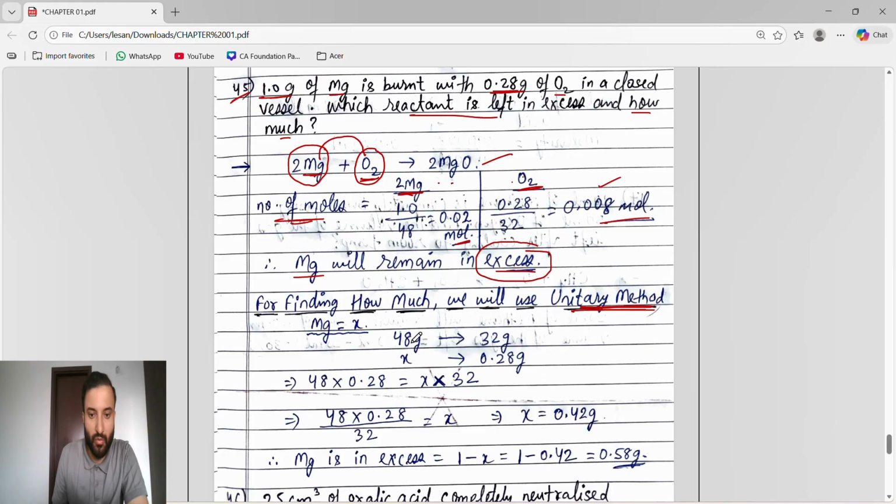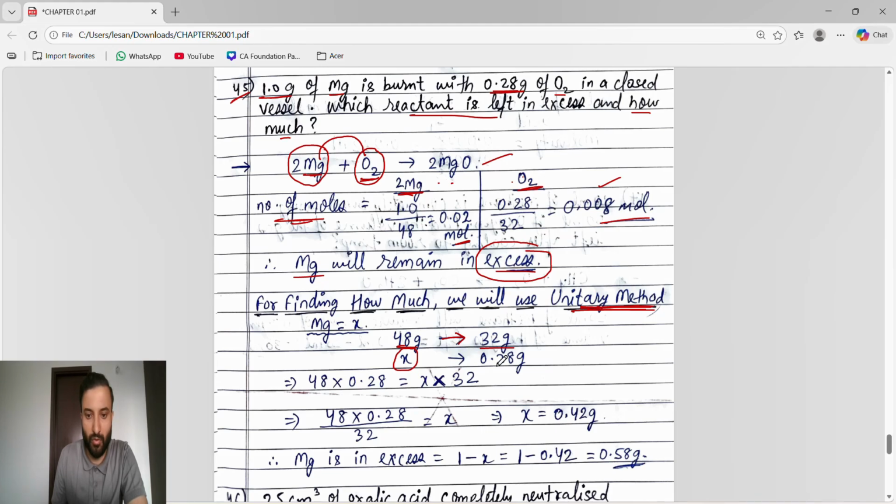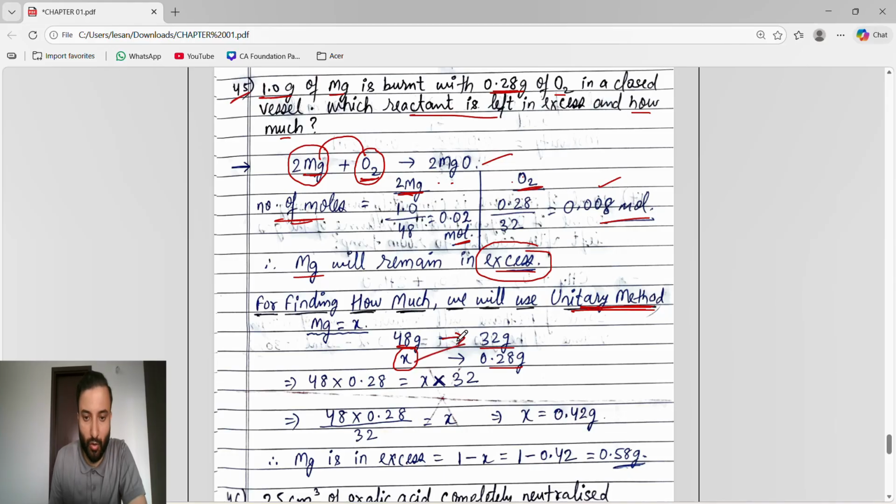24 into 2, 48 gram Mg is reacting with O2, which means 32 gram of oxygen. So how many gram of magnesium reacts with 2.8 gram of oxygen? Here, the unitary method means you will do the cross multiplication. So 4.8 into 0.2 equals x into 32. For finding x, we'll send the 32 to this side. This side 32 is in multiply, so when it goes to that side it will be divide. When you solve this, you will get this much.